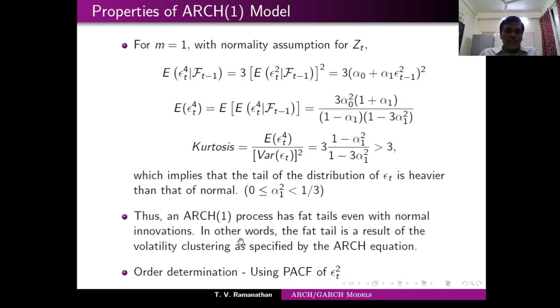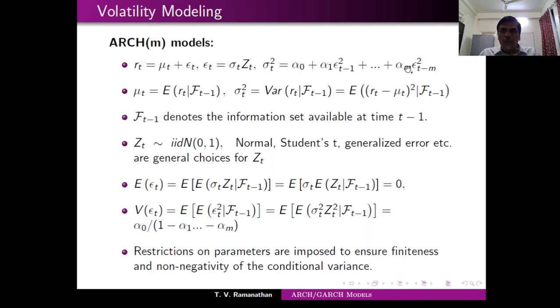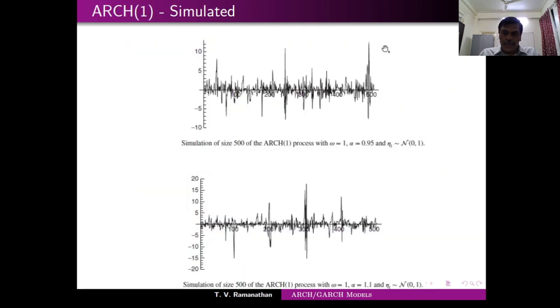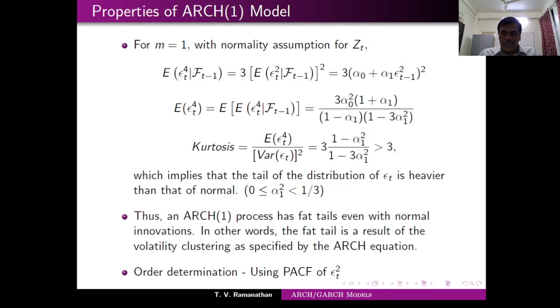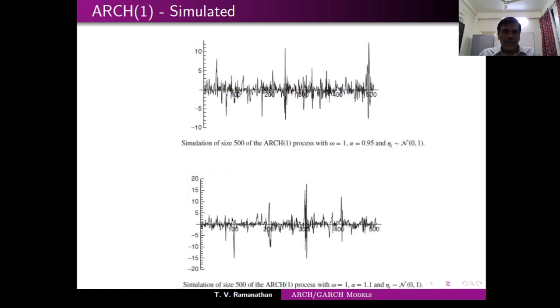So now there are a couple of issues here. The ARCH process has fat tails even with normal innovation. In other words, the fat tail is a result of the volatility clustering as specified by the ARCH equation. Now one of the issues here is order determination. When I say order determination, it means how do I decide how many of the past error squares need to be considered. That is one thing we need to worry about. And of course the estimation is also there, so we need to estimate the parameters.